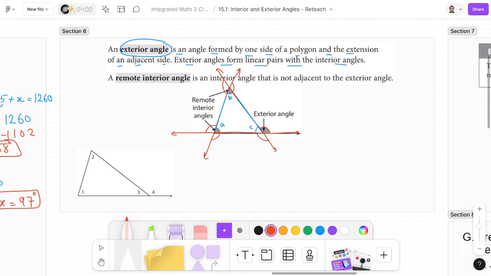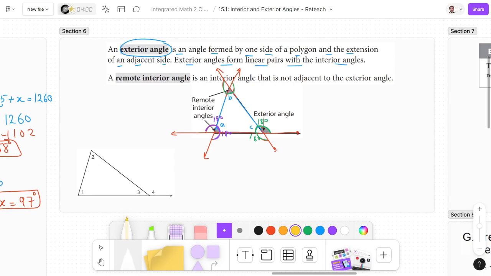How do we know the exterior angle from the interior angle? Sorry, how can we know the exterior angle from a non-exterior angle? By adding them to 180. So interior angle plus exterior angle, both of them should equal 180. Same thing here, interior plus exterior should always be 180, and same thing here and here, also 180.